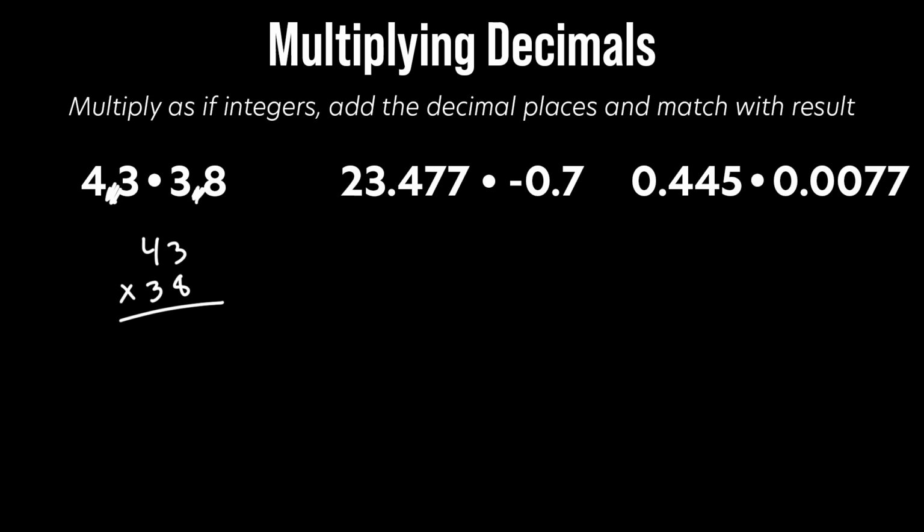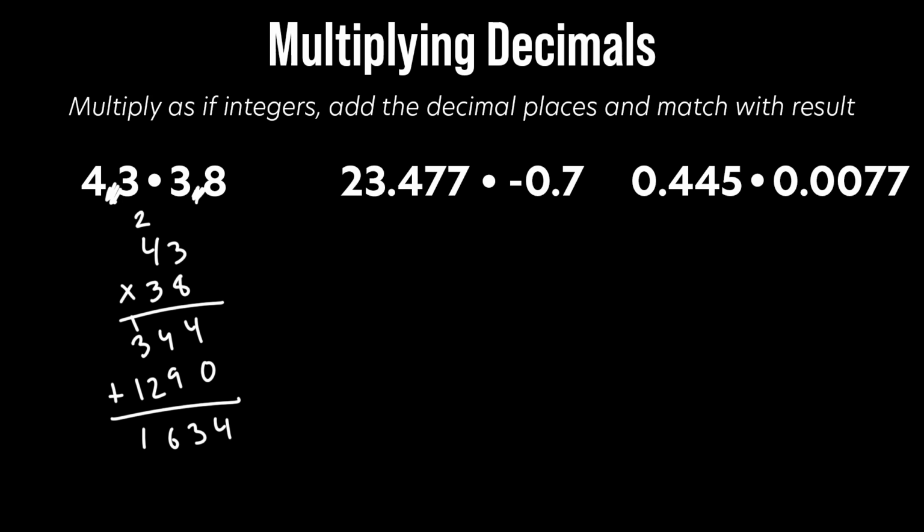So 8 times 3 is 24. So the 2 gets added to the 4. 4 times 8 is 32, plus 2 is 34. 3 times 3 is 9. And 3 times 4 is 12. 4 plus 0 is 4. 4 plus 9 is 13. Add the 1. We get 6 and 1. So this is the number we get.